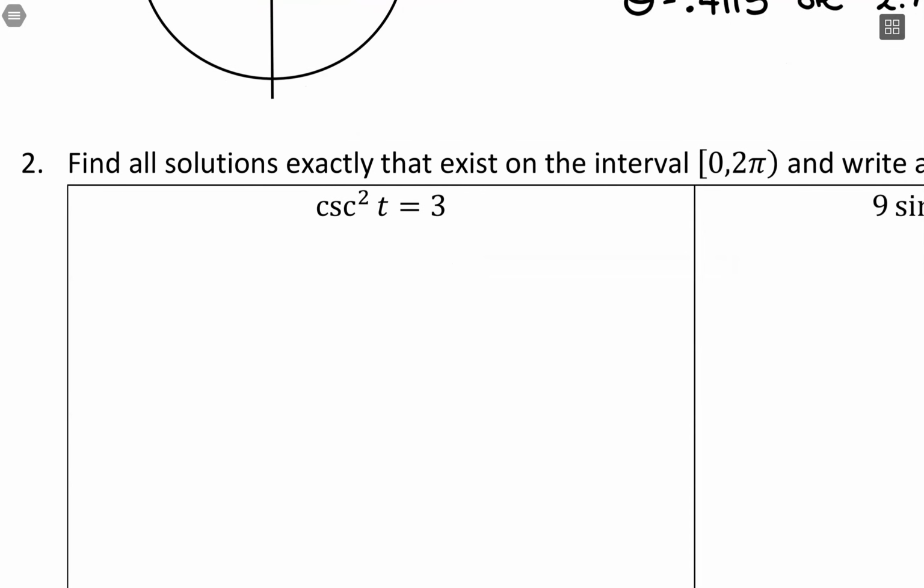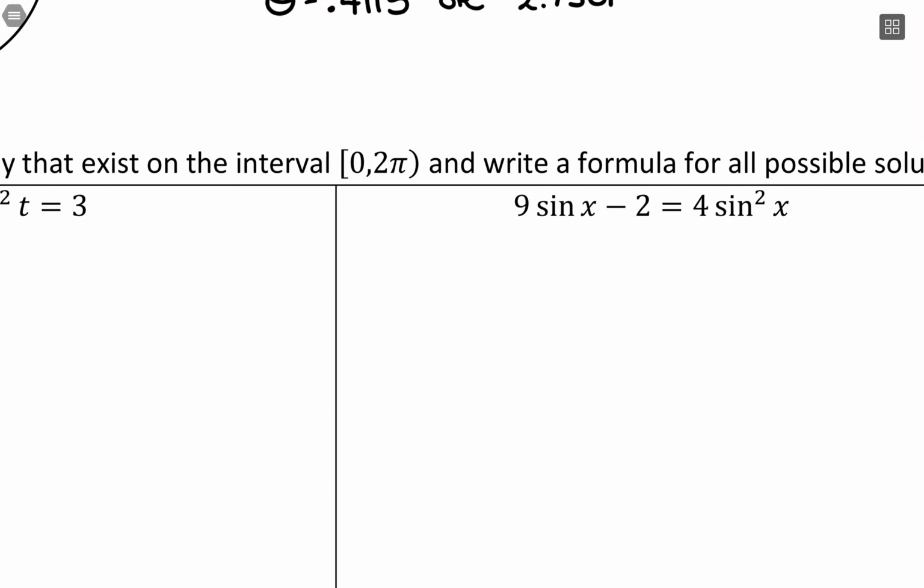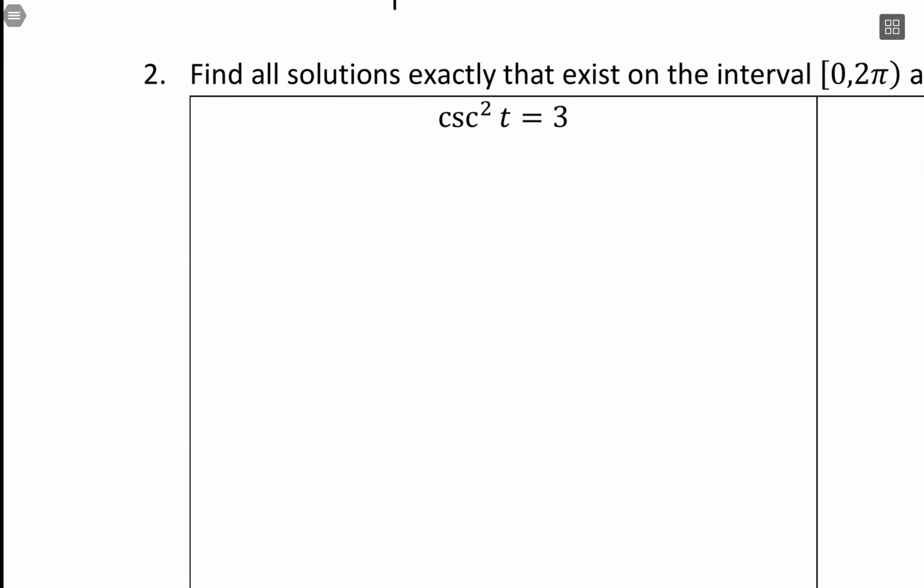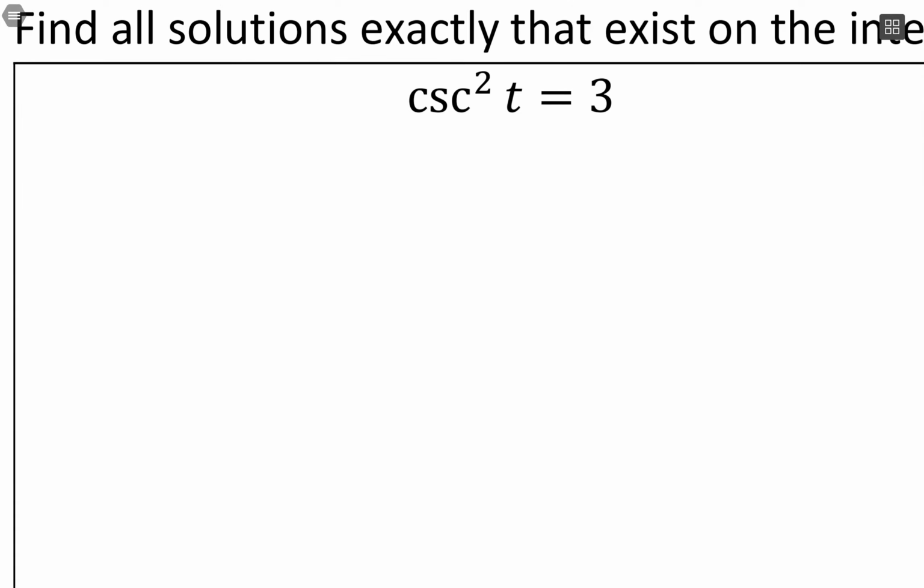All right, let's do the same thing down here. We're going to stick with that restriction of 0 to 2 pi. What we're also going to do is practice writing those formulas for all possible solutions. Okay. So this first one here, cosecant squared t equals 3. What I'm going to do is change this in terms of sine or cosine, which this relates to sine. So this is 1 over sine squared t equals 3.